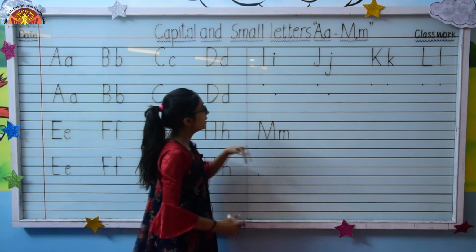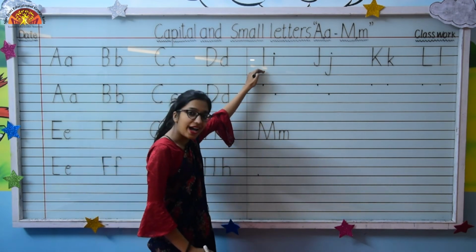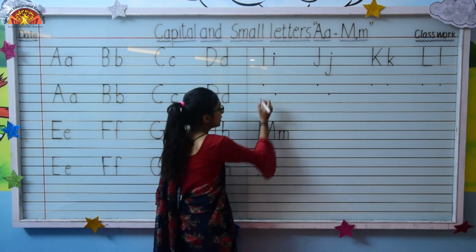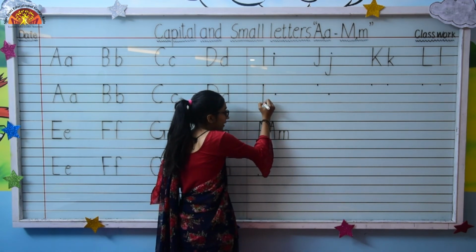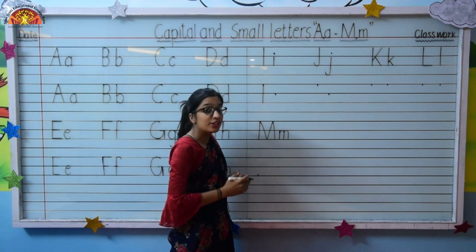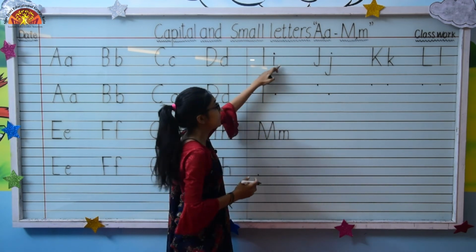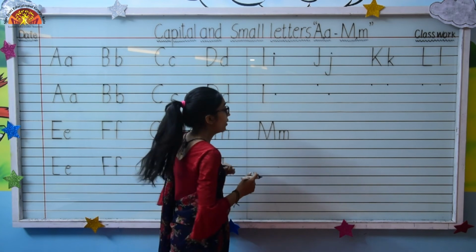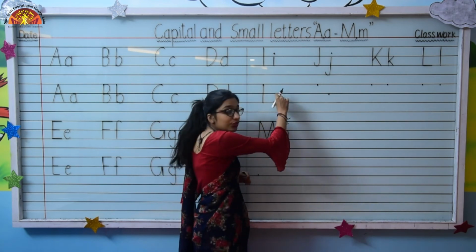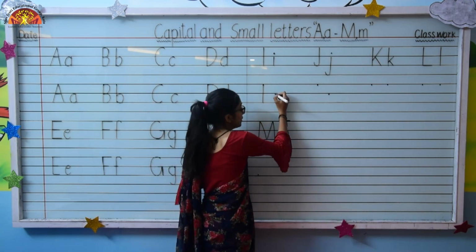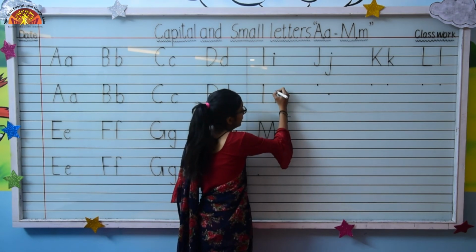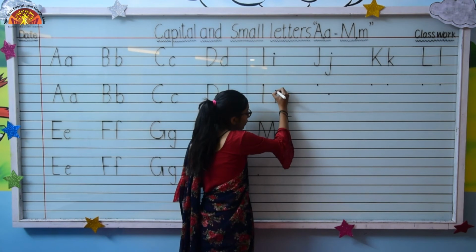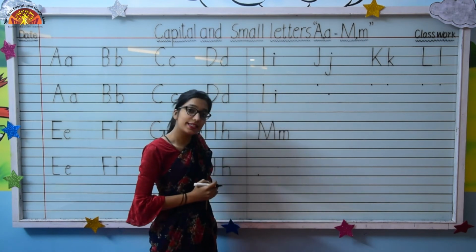Move to next one. This is capital letter I. Okay, let's make it. Draw one standing line. Now let's make small letter I. This is small letter I. Now you have to draw in only two lines. Now kids, make small letter I, small standing line, and draw a dot on it like this.